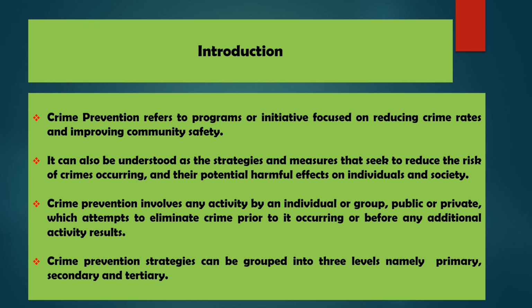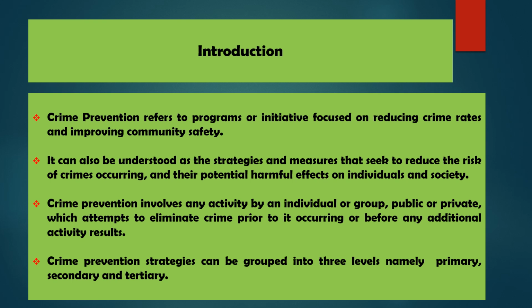We begin by understanding what we mean by crime prevention. Crime prevention can be understood as programs or initiatives that are focused on reducing crime rates and improving community safety. But we can also understand crime prevention as strategies and measures that seek to reduce the risk of crimes occurring, as well as their potential harmful effects on individuals and society.